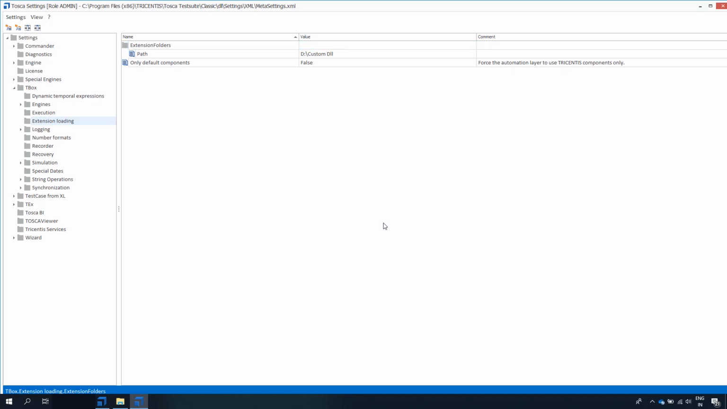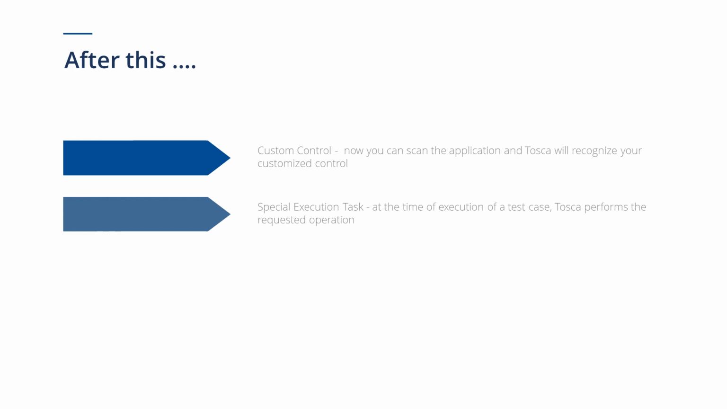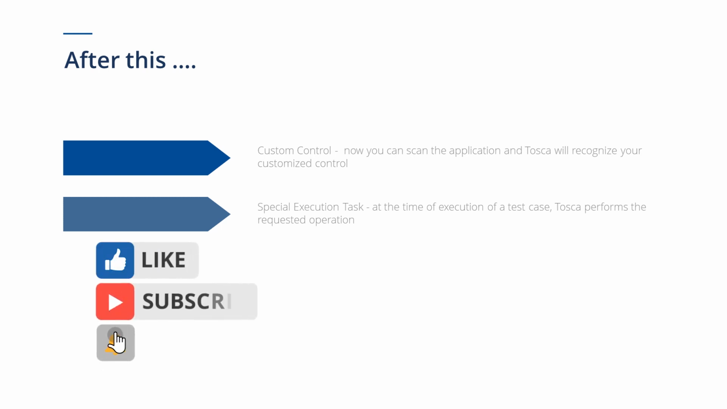So in case of a custom control, now you can simply scan the application and Tosca will recognize your customized control. And in the case of a custom module or special execution task, at the time of execution of a test case, Tosca will look in Tricentis Home and in the collection entries and will call the customization DLL file and perform the requested operation. Alright, so those are two simple ways how to install Tosca customization DLL files.